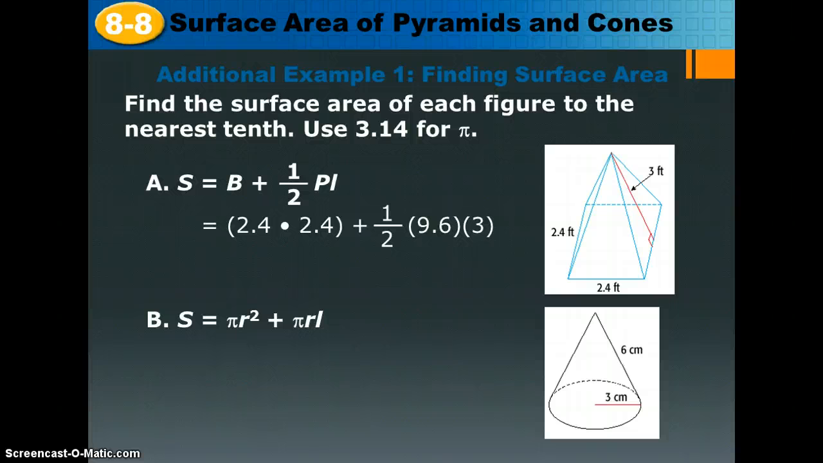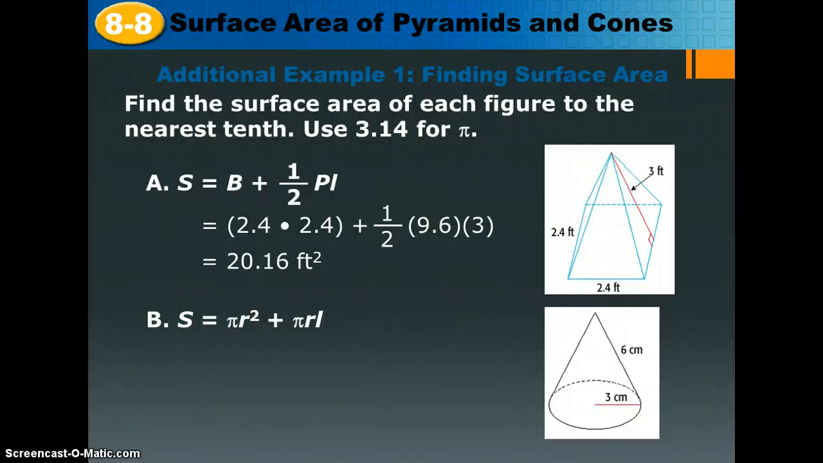So multiply 2.4 times 2.4, write that number down, put a plus sign, and then do the other chunk. That's the best way to do that rather than trying to do it all at once in the calculator. And after you add those two numbers together, you should get a total of 20.16 feet squared. So that would be the surface area of the square pyramid. So let's take a look at the cone.